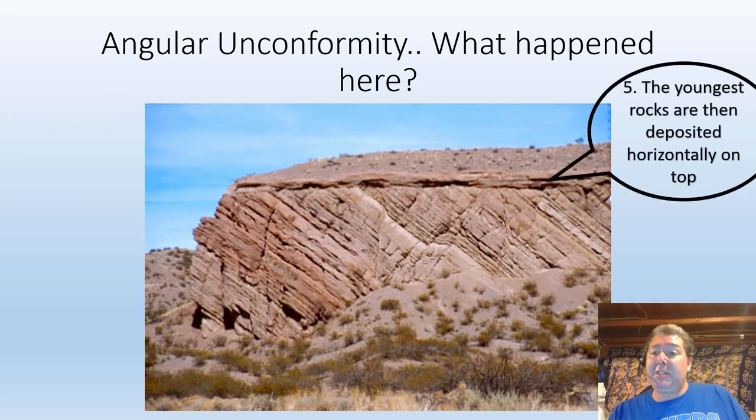And then finally, we deposit the youngest layers on top. But again, these layers are now being deposited horizontally again, right? So from oldest to youngest, let's go back. We have oldest layers here, then younger and younger layers deposited on top. Then the whole thing is uplifted. Then a big period of erosion occurs, making a nice flat surface. And then we have the deposition of these new yet still horizontal layers on top of this. This is known as an angular unconformity.